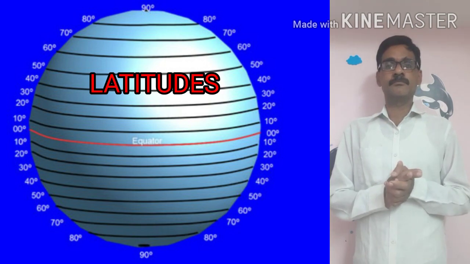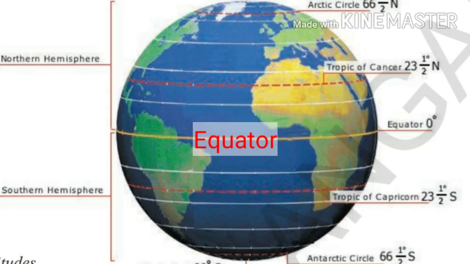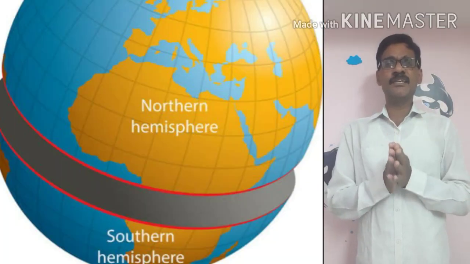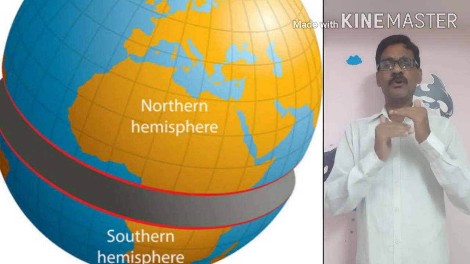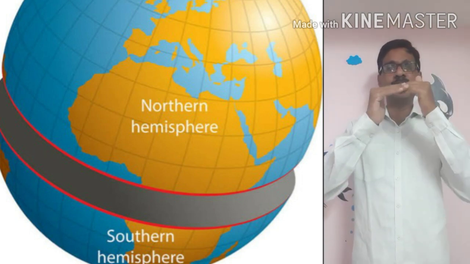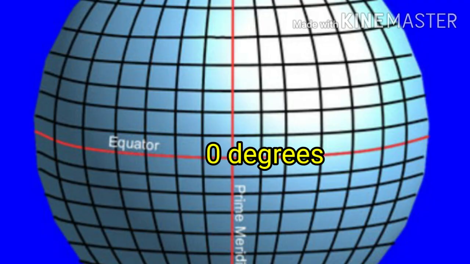Latitudes. The horizontal circle which goes round the Earth in the middle, and has equal distance to the North Pole and the South Pole, is called the equator. It divides the globe equally into two parts, the Northern Hemisphere and the Southern Hemisphere. The equator is designated as 0 degrees.